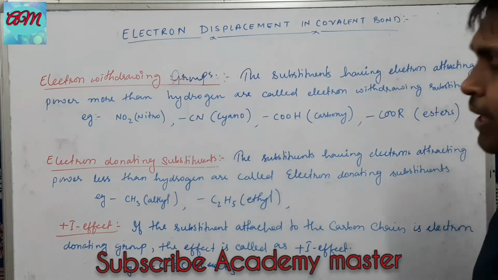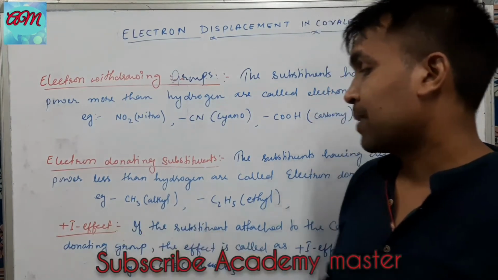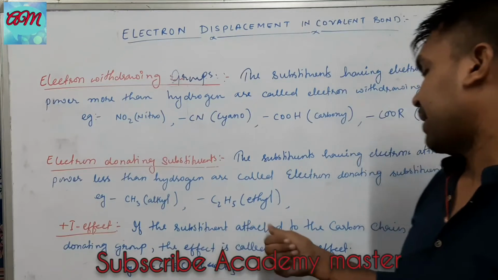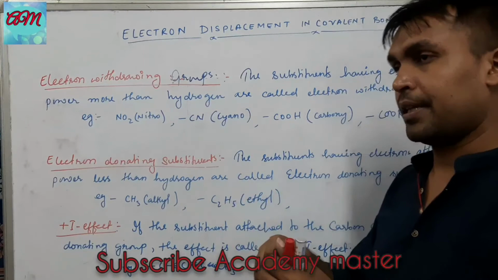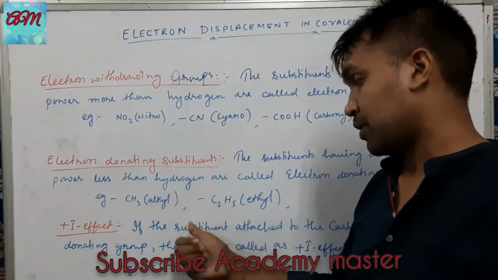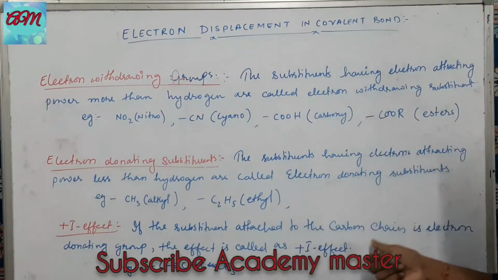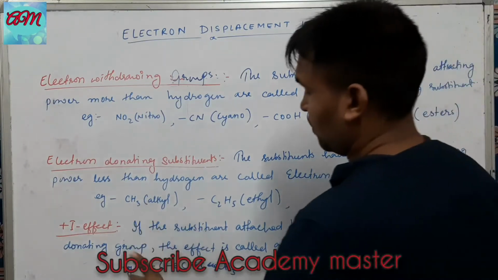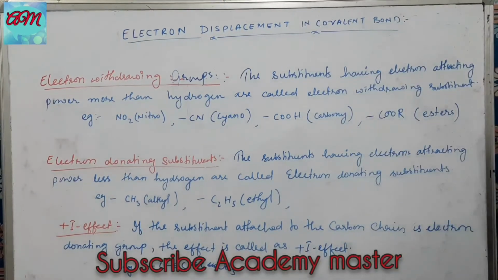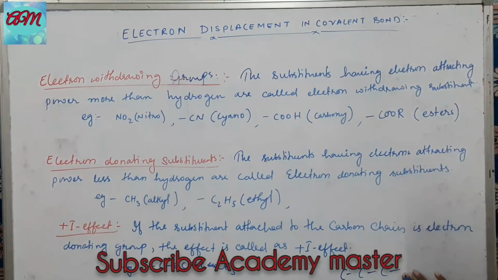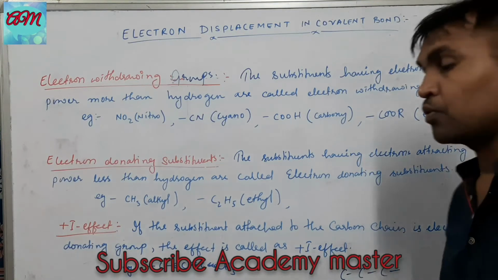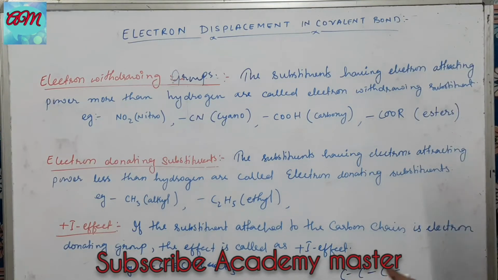Next, plus I effect. So what is plus I effect? If the substituent, that means the functional group attached to the carbon chain, is an electron donating group, then the effect is called plus I effect. As I have already told you, what is inductive effect? Like this carbon, carbon, carbon, and at the end there must be some substituent which should be more electronegative than this one.